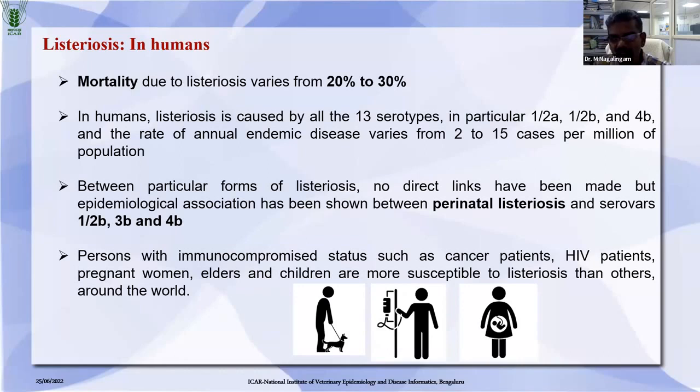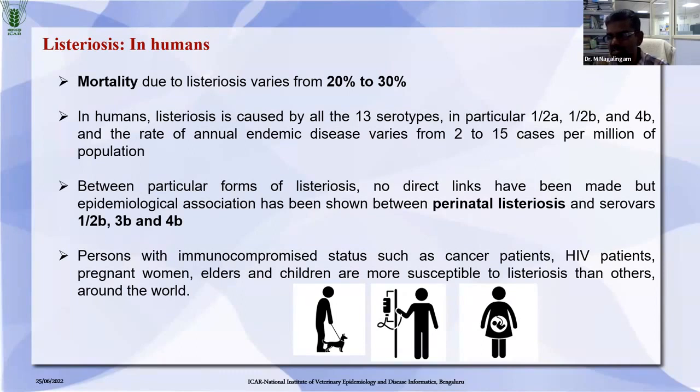In case of humans, mortality is 20 to 30%. It is very much high. It is caused by 13 serotypes, particularly 2A, 2B, and 4B. Between the forms as well as the infection, perinatal listeriosis very well goes along with the serovars 1/2B, 3B, and 4B.